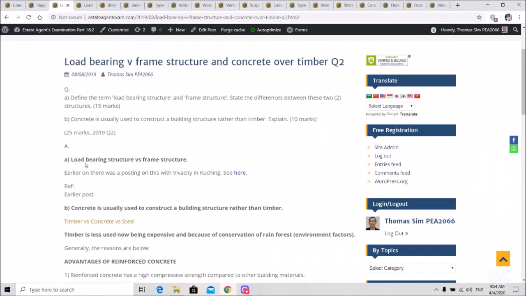So load bearing structure versus frame structure. This one is in fact maybe easier to draw out first. If you can draw a frame structure and then draw a load bearing structure.